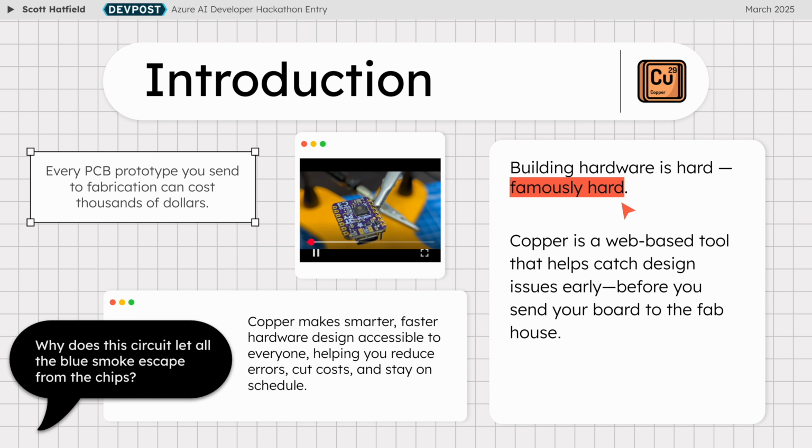Building hardware is hard, famously hard. Unlike software where fixes are instant, hardware design is slow and expensive. Every PCB prototype you send to fabrication can cost thousands of dollars and can take weeks to return. And if you find a design flaw, that's thousands of dollars more and several weeks more waiting for the next revision. That's where Copper comes in.